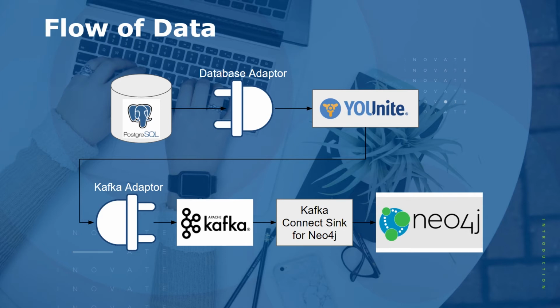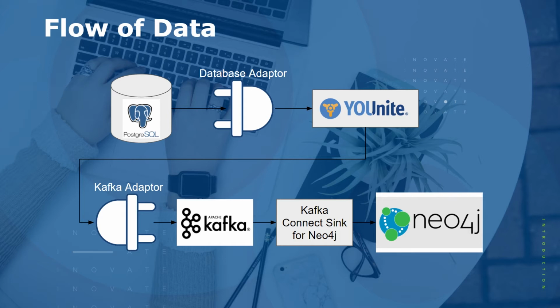This diagram shows how data moves from one of the databases, in this case Postgres, through YOUnite, Kafka, and finally ends up in Neo4j. For example, when a new sale is recorded, the database adapter detects the transaction and sends a data event to YOUnite. YOUnite runs the data event through its data governance engine and determines that the Kafka adapter should receive the data event. The data event is routed to the Kafka adapter, which posts the data event to a Kafka topic.